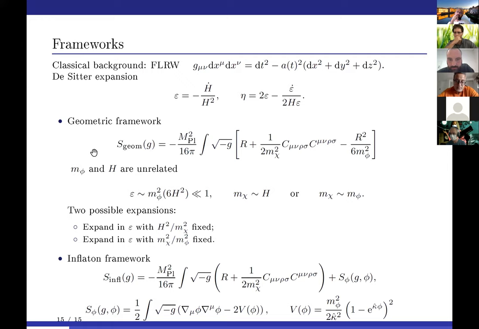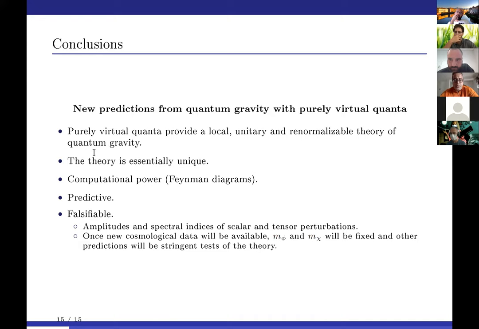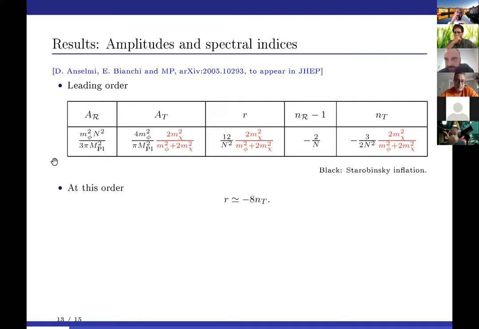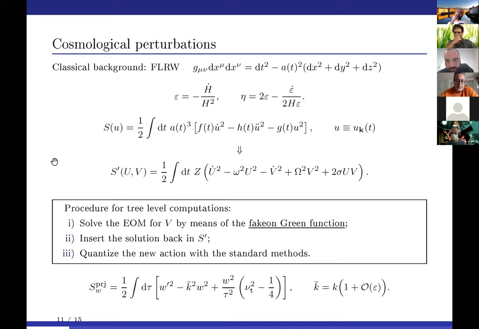So what is the spectrum? Is the spectrum more blue or more red at high momentum? What is the initial condition for the primordial spectrum? That's the same as in the usual case, like in Starobinsky. So basically, there is no way of falsifying this theory. Why?